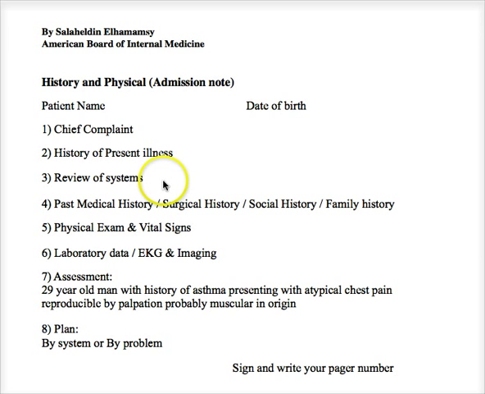And then the review of systems. You describe the other systems, so you take the patient head to toe, talk about all the systems, cardiac, chest, neurological system, and see if the patient has any other complaints.